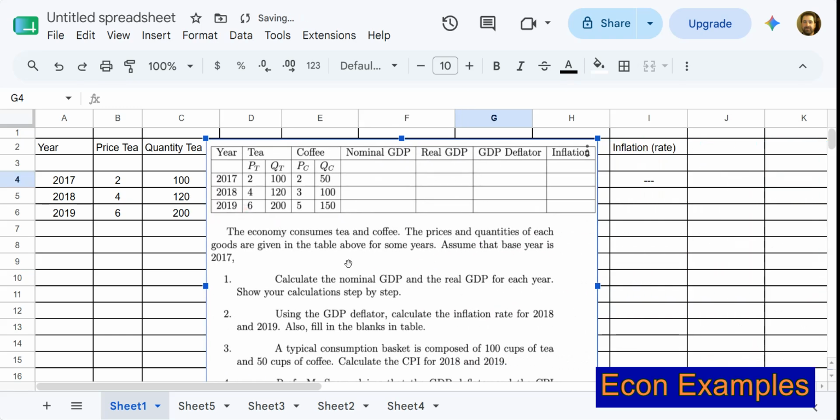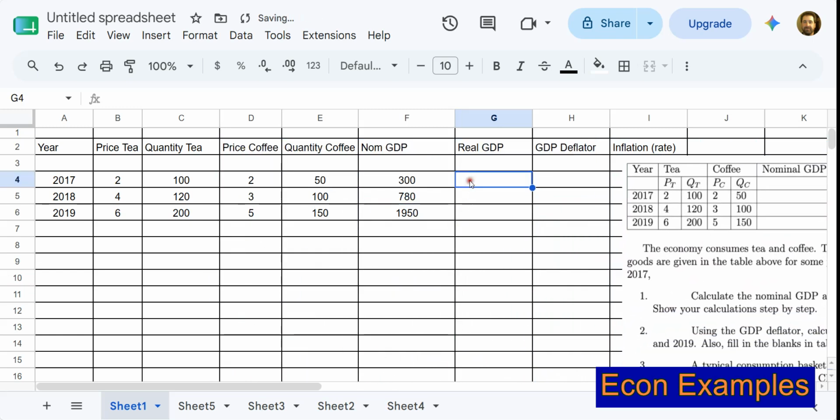Now our real GDP is going to use the base year. So we go back to the problem, and our base year is 2017. So what we're going to do is have a formula where we say equals the price in 2017 times the quantity in 2017. But I want to set this so that the price doesn't change. And so I'm locking in the prices there. So I'm going to hit F4 on my keyboard and put the dollar signs in there. So that price isn't going to change.